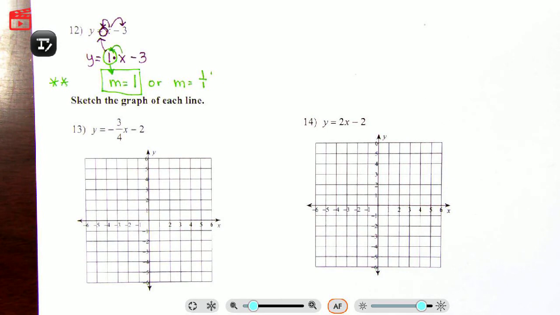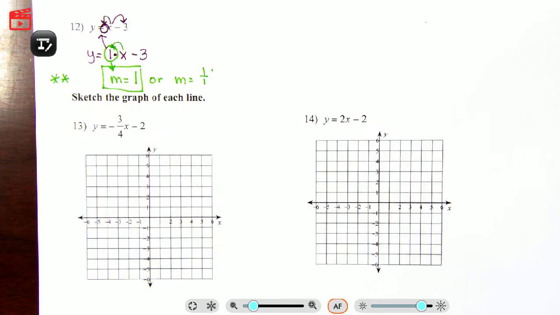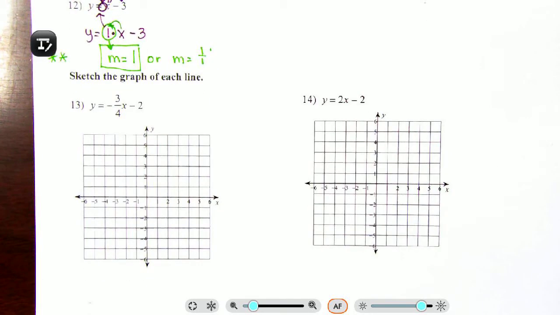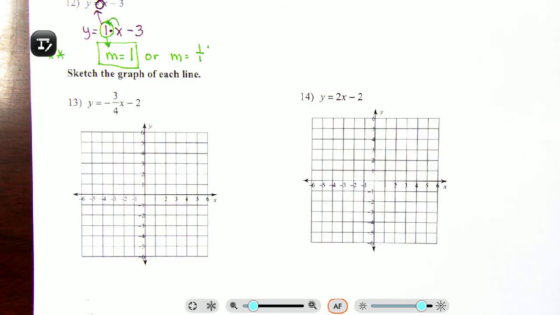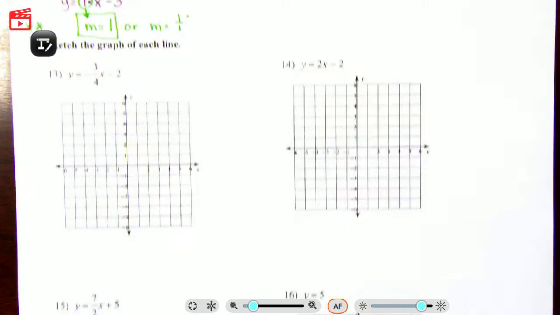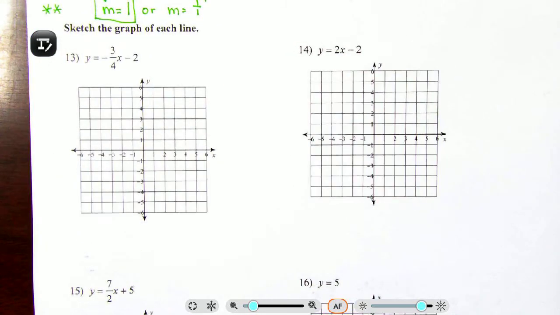We are on part 2, so we're going to begin with number 13. Again, I am not doing all of the questions. I'm only picking and choosing which ones I think will help you most. The rest of the worksheet you are responsible to complete. All right, so we are on number 13.